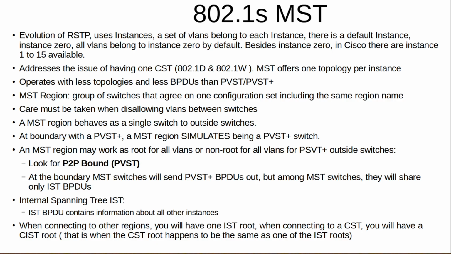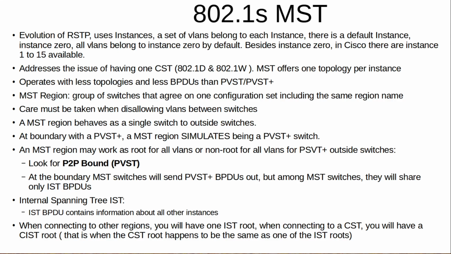Multiple spanning tree addresses the issue of having one topology in the common spanning tree, offering one topology per instance. It also uses fewer BPDUs than per VLAN spanning tree. You will configure an MST region, which is a group of switches that agree on one configuration set, including the same region name. You must take care when disallowing VLANs in your trunks when using the allowed VLANs commands, because you could cripple your VLANs communications when using MST.